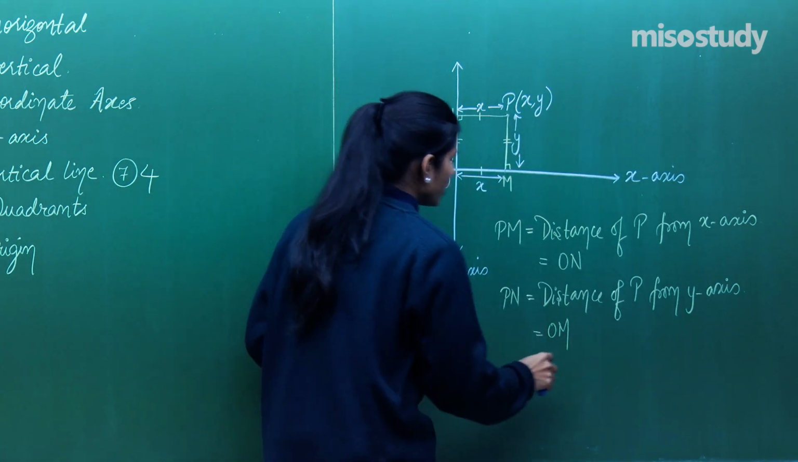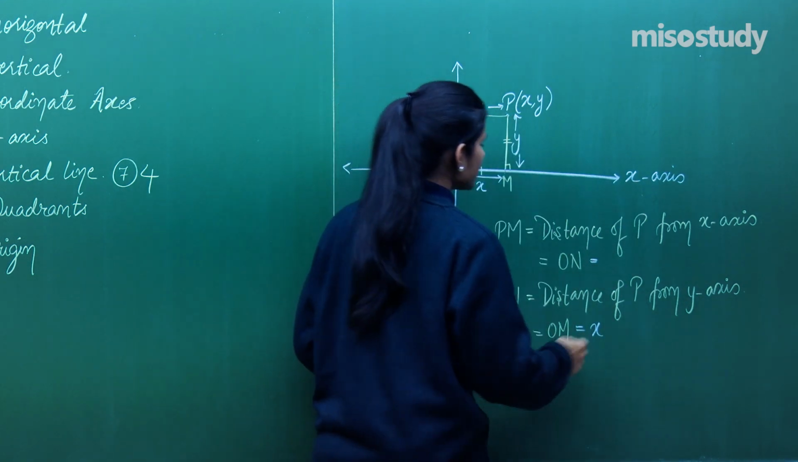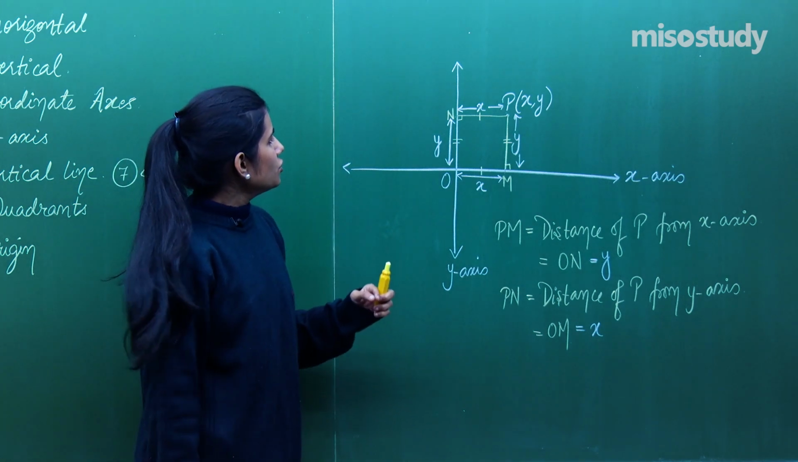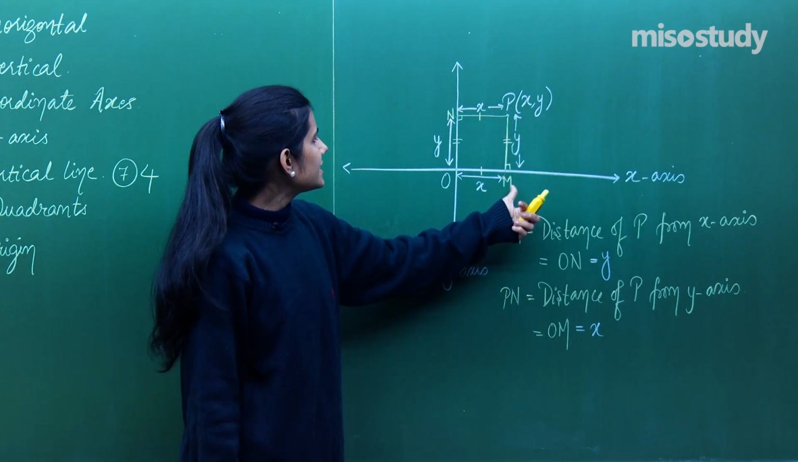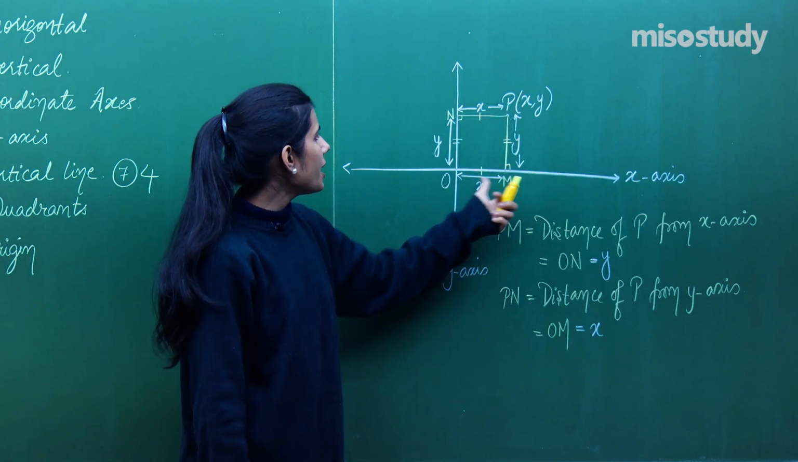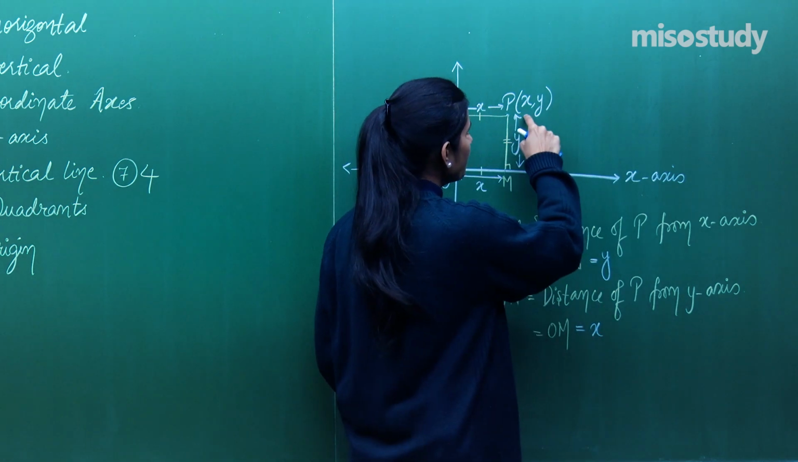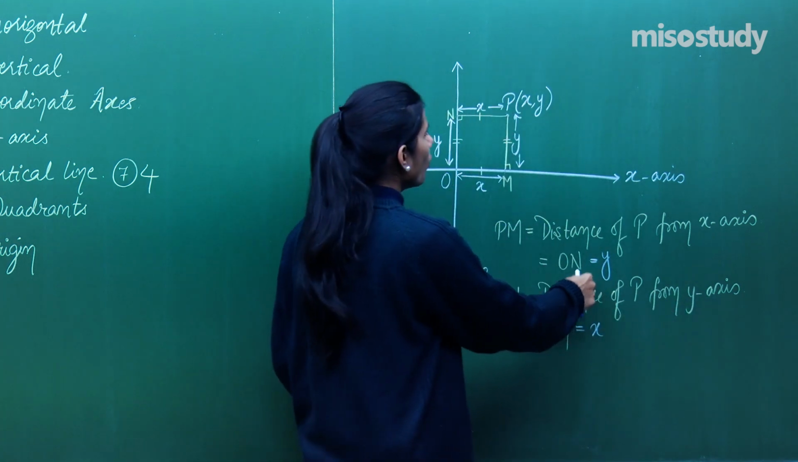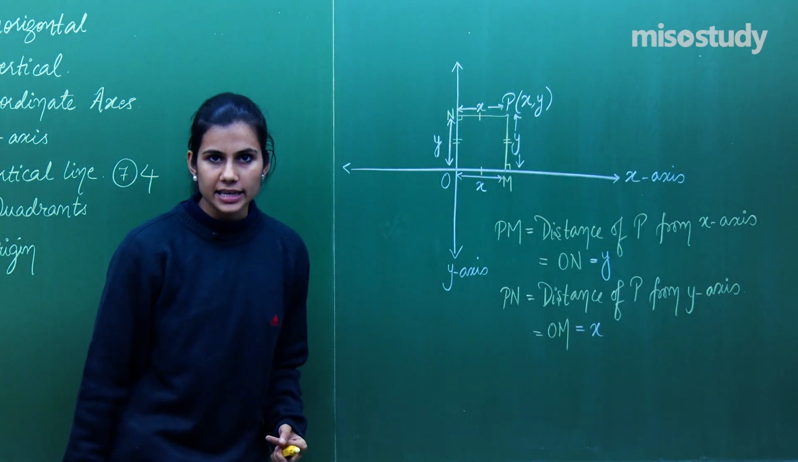X is coming out to be equal to Pn, y is coming out to be equal to On, right? So what is it that you're getting? Pm is same as y is same as On, Om is same as Pn is same as x. The x coordinate of point P is the distance of the point from the y-axis, and the y coordinate of point P is the distance of the point P from the x-axis.